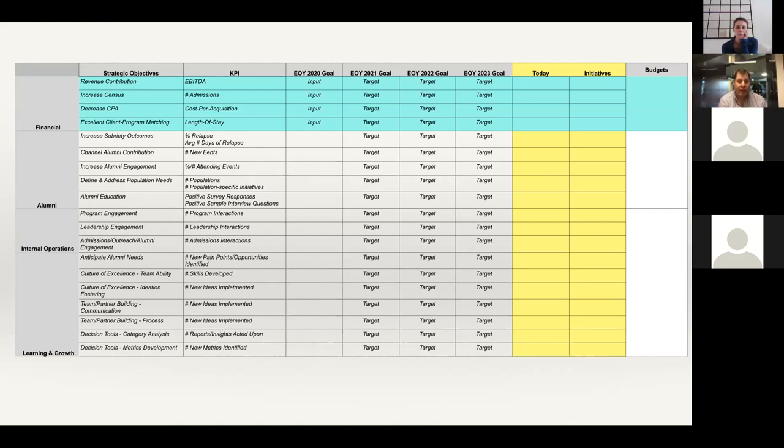Applying it in an organized way, so I know what I'm supposed to be doing. Everyone else around me knows what they're supposed to be doing. And if I do all the things I'm supposed to, and it has the desired outcome, how can I get more resources to grow the alumni program?